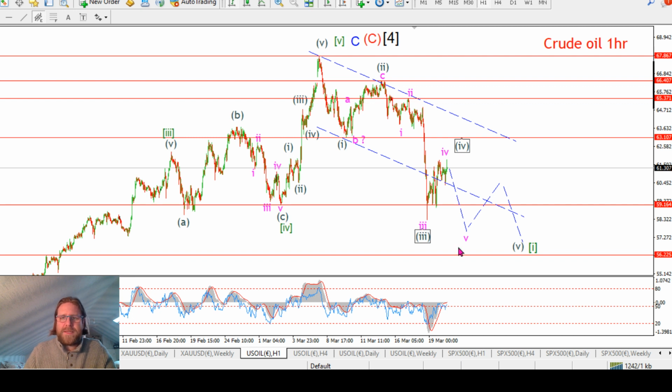But if we get a reversal today, or reversal off a lower high again, that will suggest that we have some sort of fourth wave complete, and we're heading lower into wave 5 again. So that'd be wave 5 of 3 or wave 5 of 1, depending on how the internal structure builds from here.